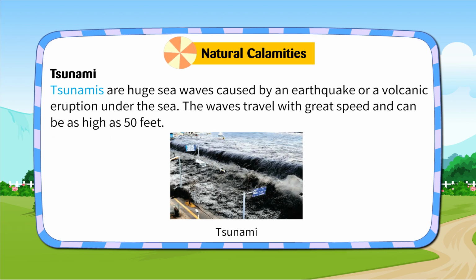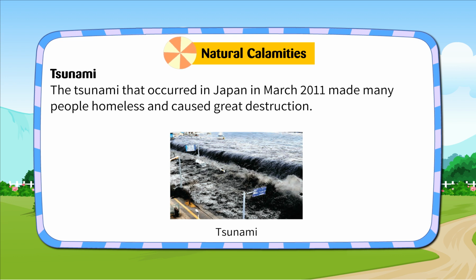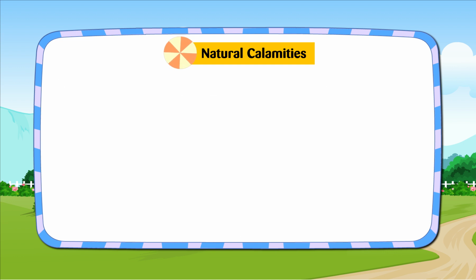Tsunami. Tsunamis are huge sea waves caused by an earthquake or a volcanic eruption under the sea. The waves travel with great speed and can be as high as 50 feet. The tsunami that occurred in Japan in March 2011 made many people homeless and caused great destruction.